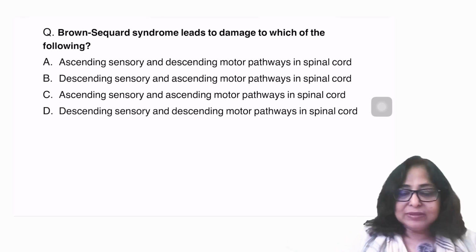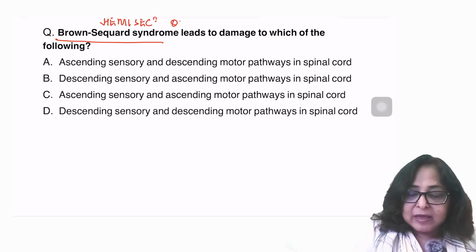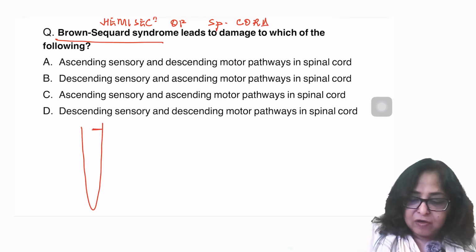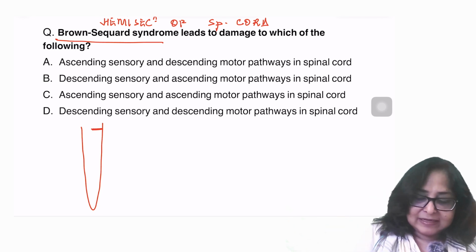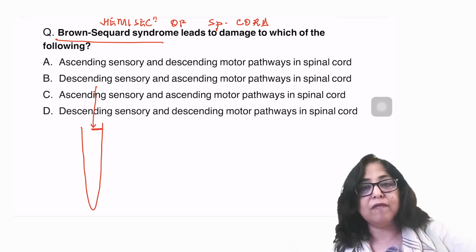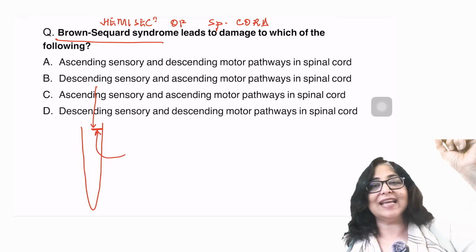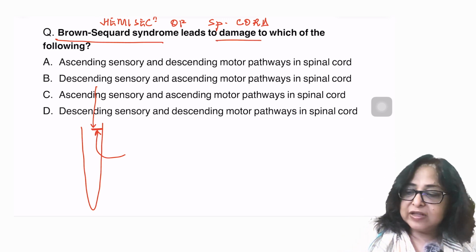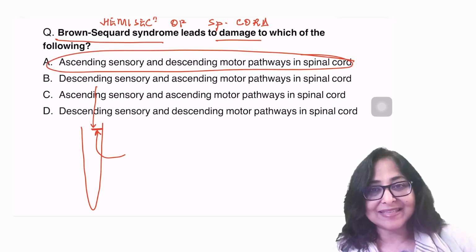Next question, what is Brown-Sequard syndrome? Brown-Sequard syndrome is a hemisection of the spinal cord. Now, what is hemisection? So if I look at the spinal cord, half of the spinal cord has been cut, right? So that means the descending motor pathways on that side cannot reach the lower part of the spinal cord. And similarly, the ascending sensory tracts cannot ascend upwards to the cortex. So that means it leads to damage of ascending sensory and descending motor pathways. Let's see the next one.